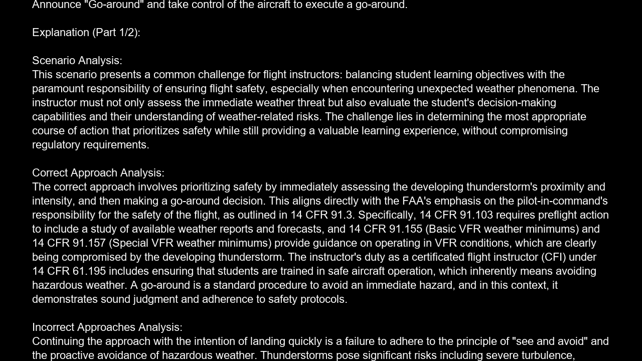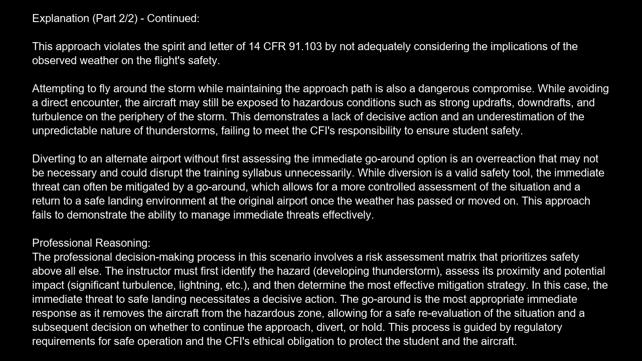Continuing the approach with the intention of landing quickly is a failure to adhere to the principle of see and avoid, and the proactive avoidance of hazardous weather. Thunderstorms pose significant risks including severe turbulence, lightning, hail, and microbursts, all of which can be catastrophic, especially during the critical phases of takeoff and landing. This approach violates the spirit and letter of 14 CFR 91.103 by not adequately considering the implications of the observed weather on the flight's safety.